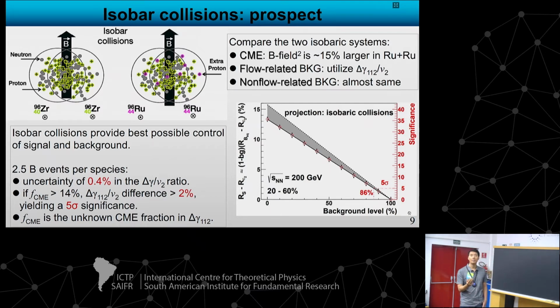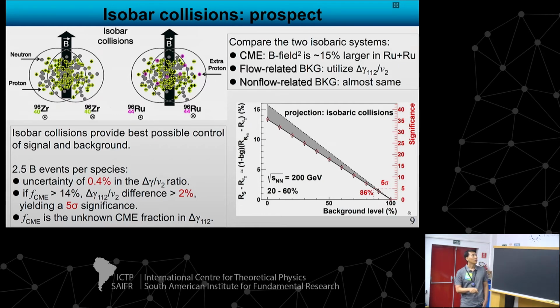They have the same number of nucleons, so strong interactions are almost the same. However, they have a different number of protons, different by 10%. That can be converted into a magnetic field squared difference of about 15%. Then for the flow-related background, we can utilize the delta gamma divided by V2 to mitigate that part. And the non-flow related background is almost the same because the two systems are so similar to each other.